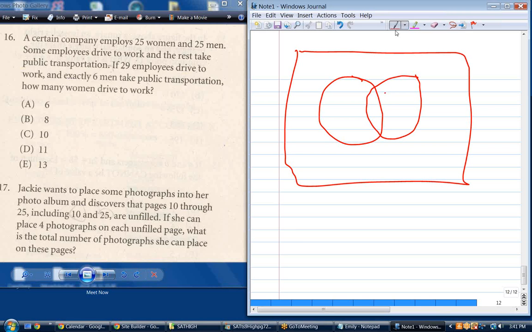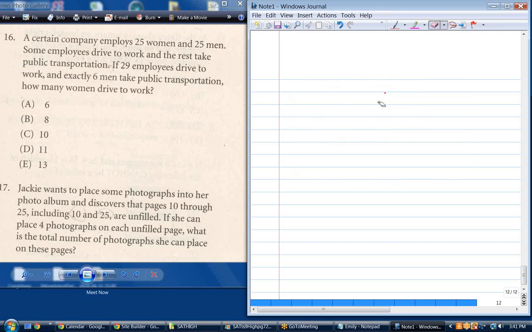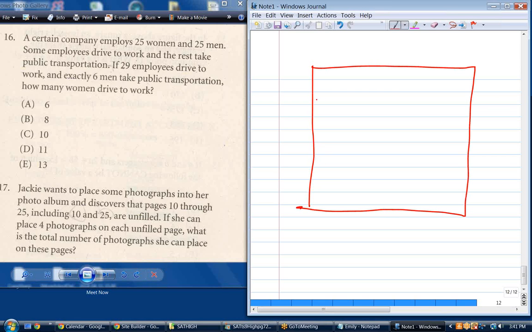Oh, it's 10. It's not 6. It's definitely 10. Okay, how'd you get it? If 29 employees drive to work, and we know that only 6 men take public transportation, and we have all the men, so 19 of those 29 employees that drive to work must be men, so 10 must be women.